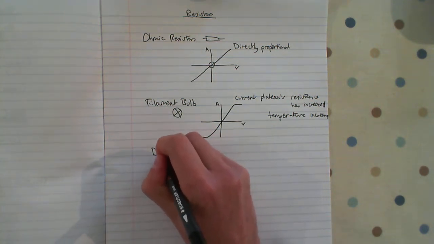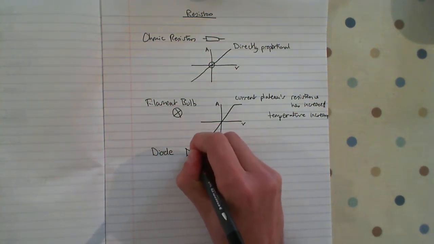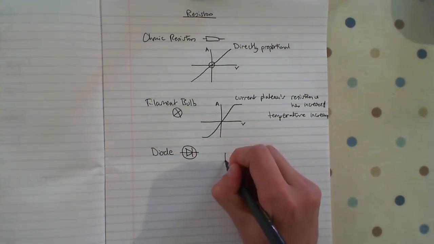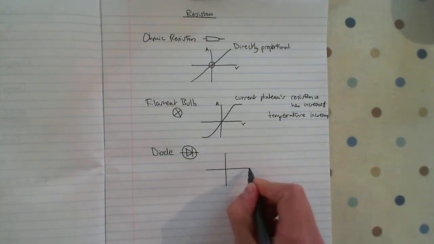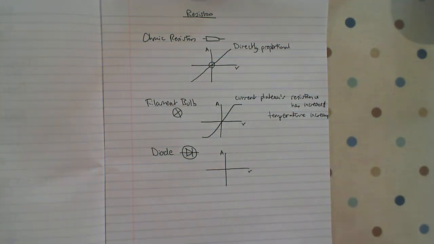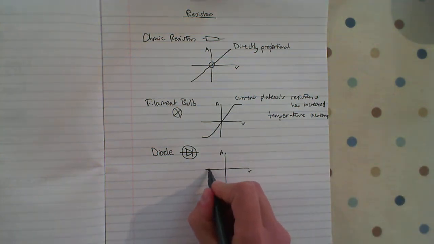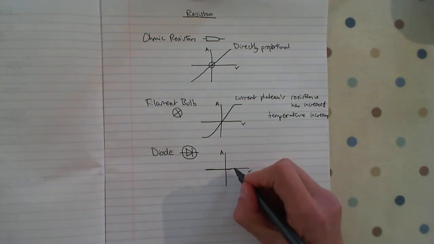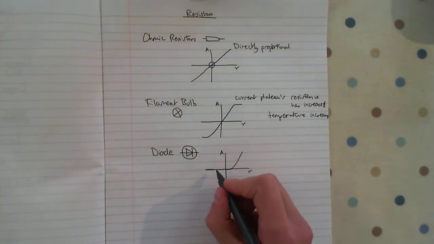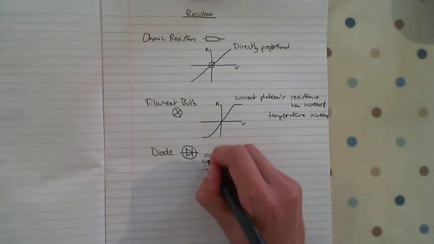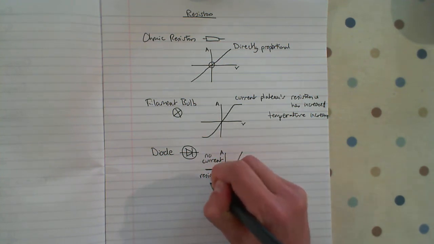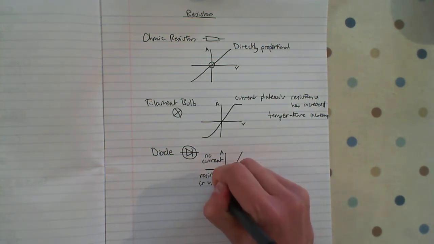Diodes, which is a triangle in a circle with a line through it, have a very specific graph as well. Again, potential difference on the x-axis, current on the y-axis. And what happens is the current is zero until you get to a threshold point, and then the current shoots up quite rapidly. So the reason why there's no current on this side is because the resistance is very high.